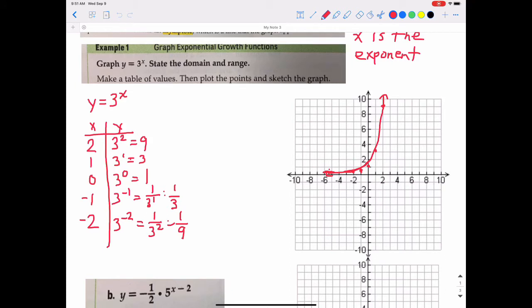The basic graph never touches the x-axis because there is no number that I can plug in for x in order to get y equal to 0. That's the only way for it to touch the x-axis: y has to be 0. I can't use a positive number, clearly. I can't use 0, because 3 to the 0 power equals 1. And I can't even use negatives, because when I use negative numbers, I got very, very small fractions, like 1/9 there. So it never touches the x-axis, and we call that an asymptote.